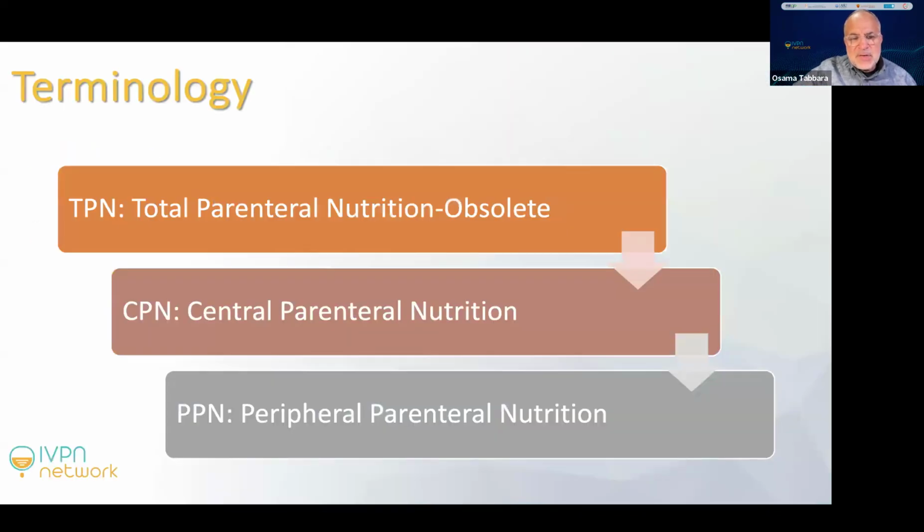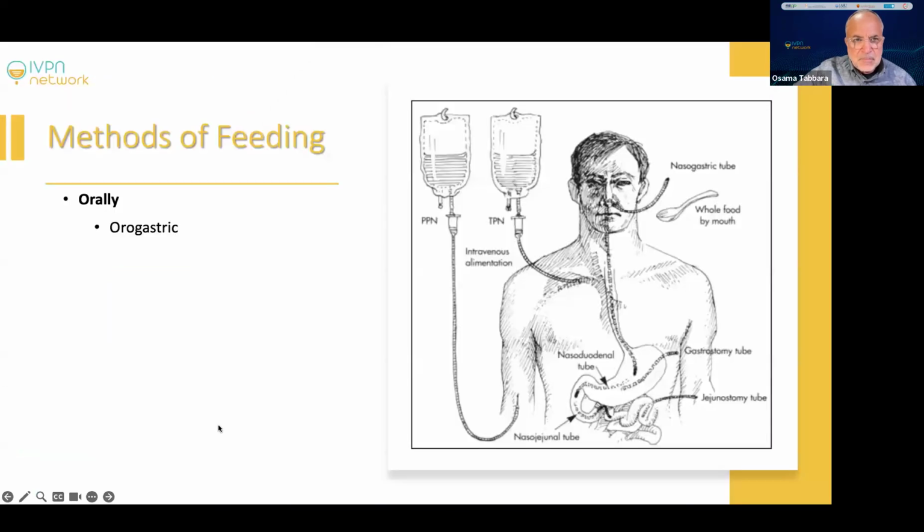In the past, we used to say TPN, which is total parenteral nutrition. However, this term is obsolete because TPN can never be total. So that's why they changed the acronym to parenteral nutrition. And nowadays, by trend, we call it CPN, or central parenteral nutrition, or PPN, which is peripheral parenteral nutrition. The scope of my presentation today is to focus on peripheral parenteral nutrition.